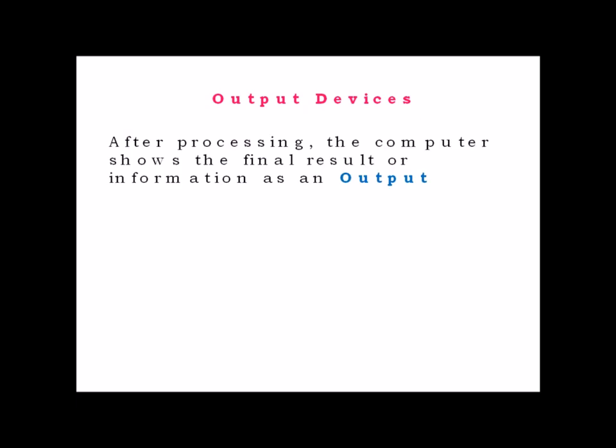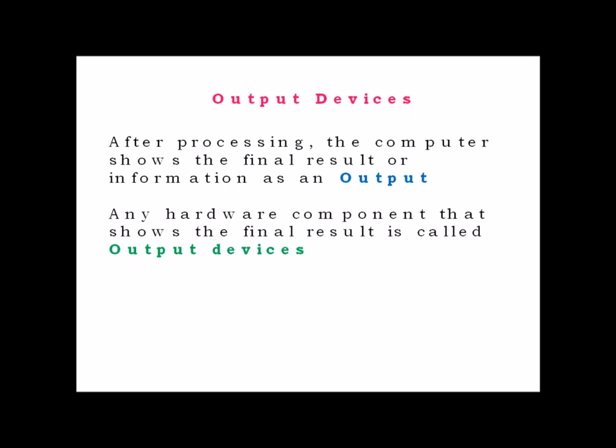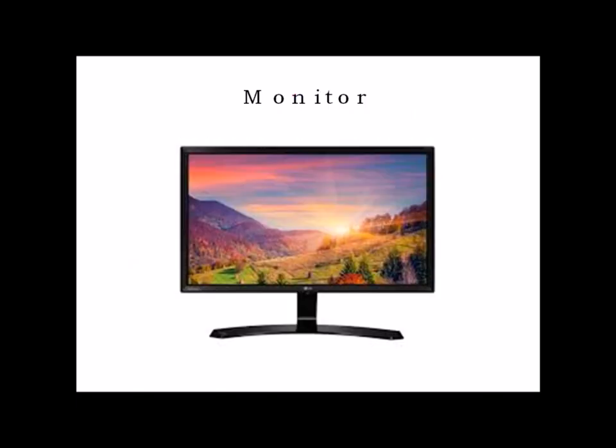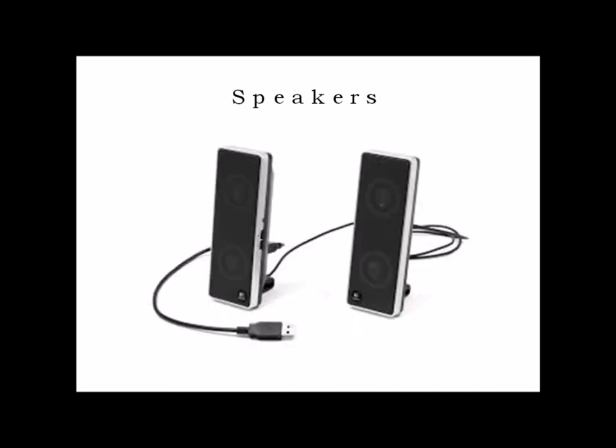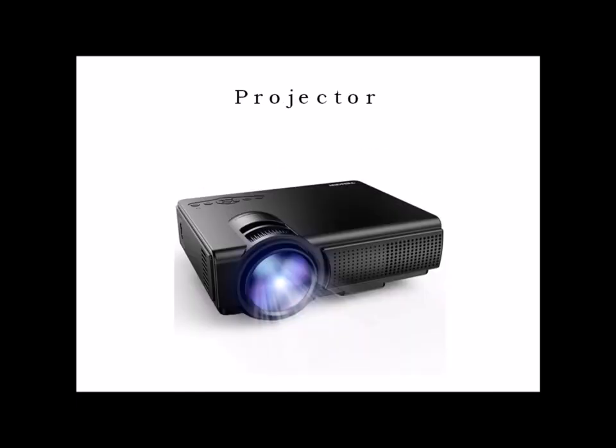Output devices. After processing, the computer shows the final result or information as an output. Any hardware component that shows the final result is called an output device. Some of the output devices are monitor, printer, speakers, and projector.